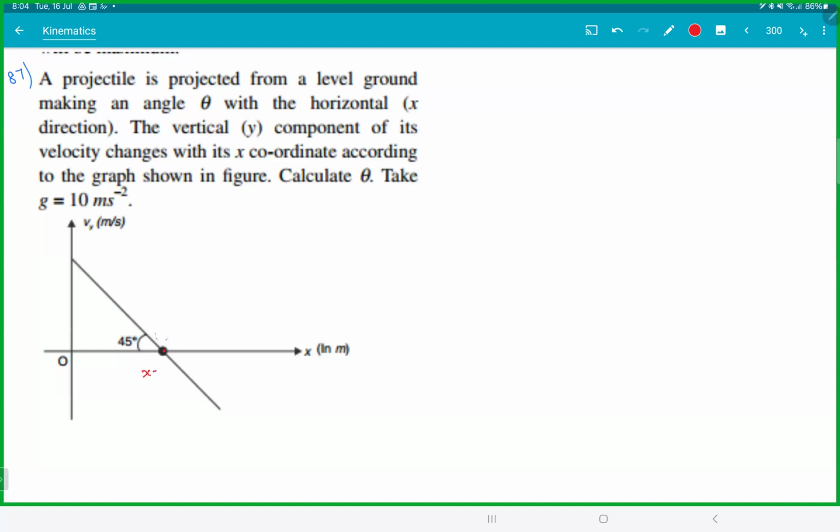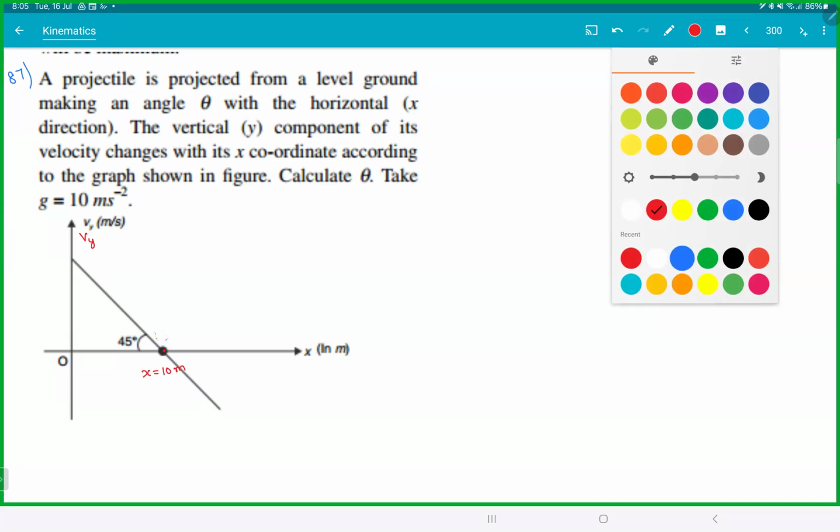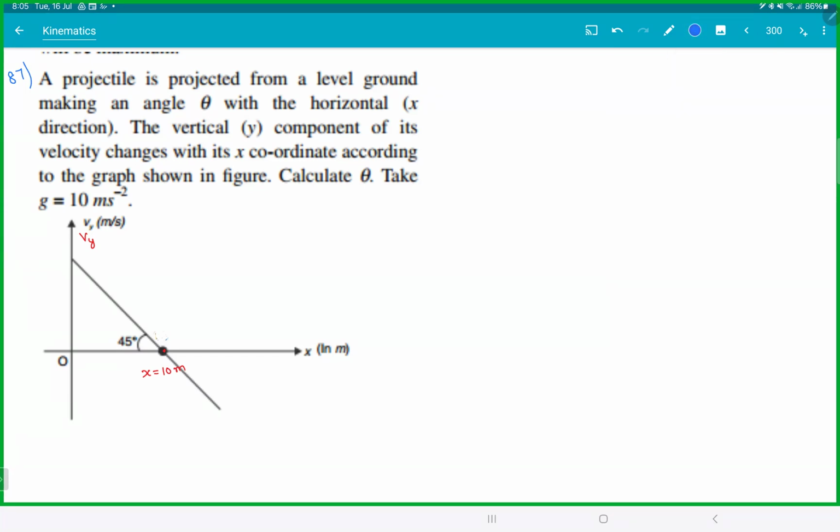This position is x equal to 10 meters. This is Vy. So a projectile is projected with an angle theta with some speed. The vertical component of the velocity Vy versus x coordinate is given. Now, they will give situations like this also, including projectile motion. Every time it won't be area, slope, area, slope. So the question is, using this data, find the angle of projection. Try.